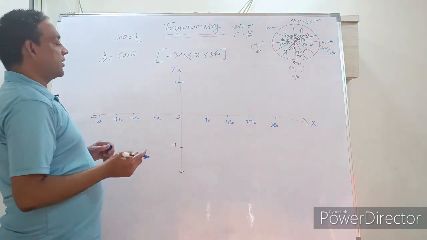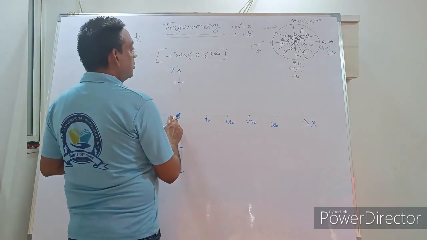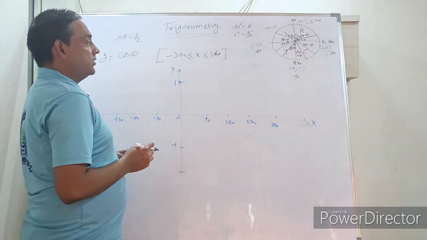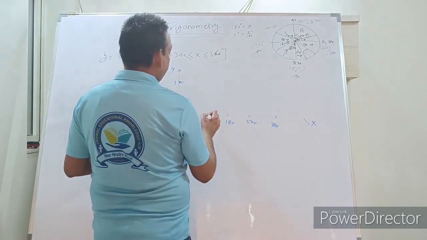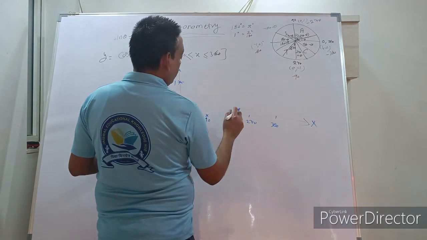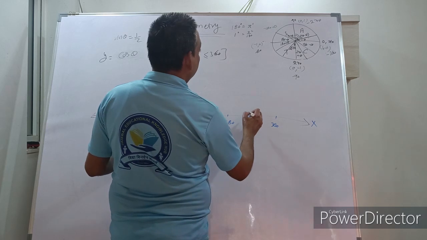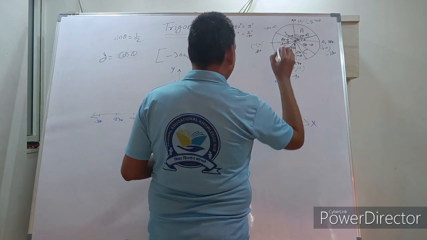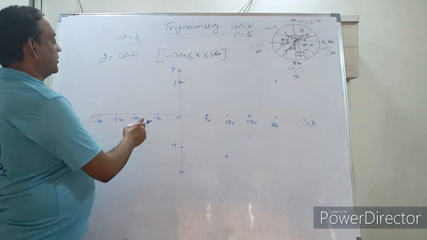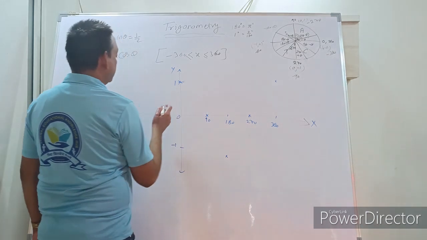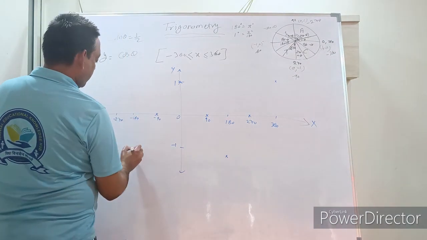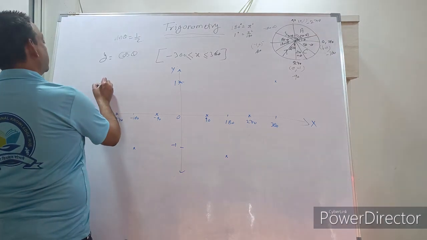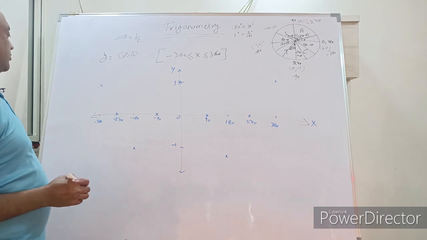So you can see from here, cos 0 will be 1, then cos 90 is 0, cos 180 is minus 1, then cos 270 is 0, and cos 360 is plus 1. Clear? Same way on this side, minus 90 will be 0, and then minus 180 is minus 1, and then it will be again 0, and this will be plus 1. Clear? So this will be our graph.